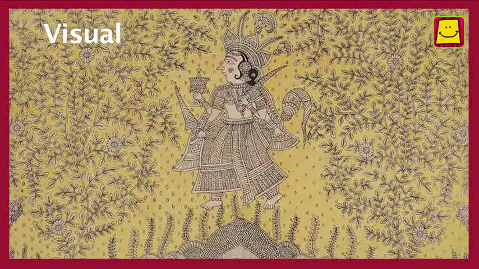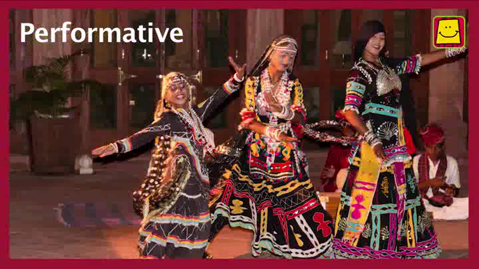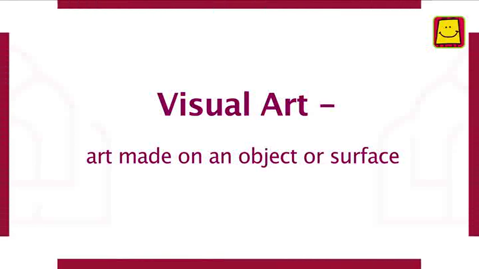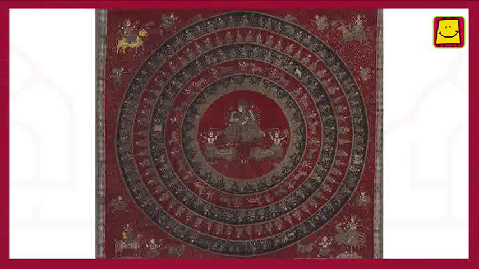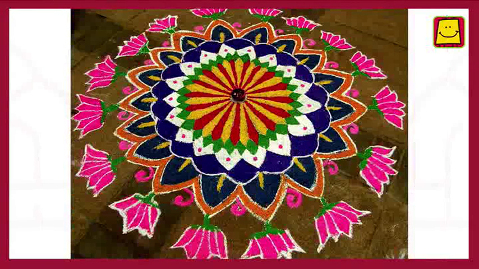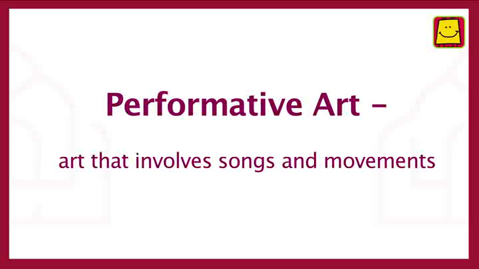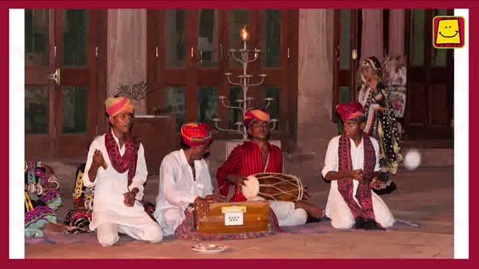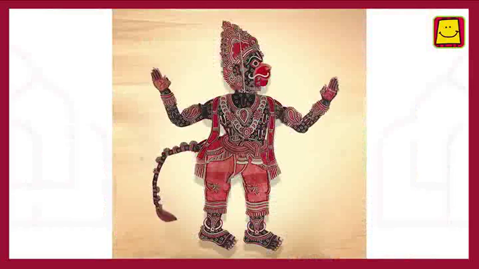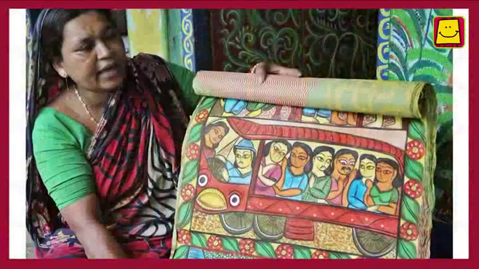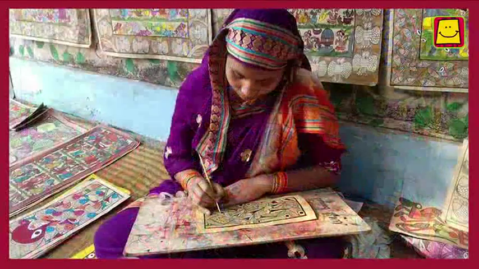Folk art can be broadly divided into two categories, visual and performative. Visual art is art created on objects or surfaces. It includes painting on cloth, paper, pots, floors, and walls. Performative art involves songs and movements that people in the community collectively remember, like puppetry, music, and dance. But sometimes folk art can fall into both these categories.